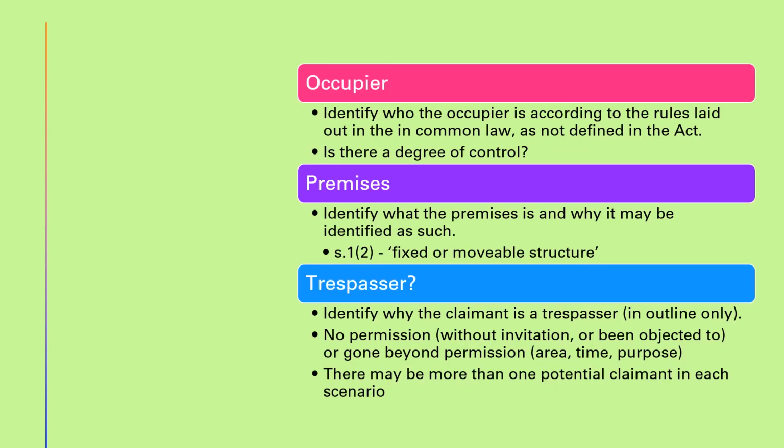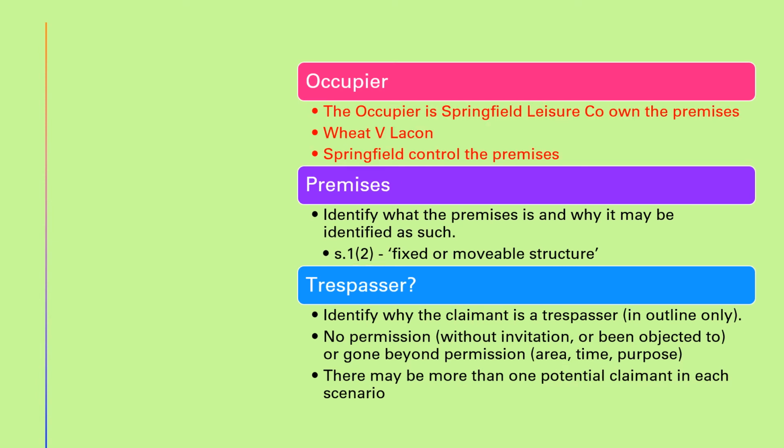So in terms of whether Springfield Holiday Company is an occupier, the scenario tells us that they own and manage the premises. So that makes it really easy for us to say they're an occupier. Using the case of Wheat v Lacon, we have a situation where, of course, landlords and tenants can be considered occupiers, but they control the premises. So in this case, they are certainly an occupier.